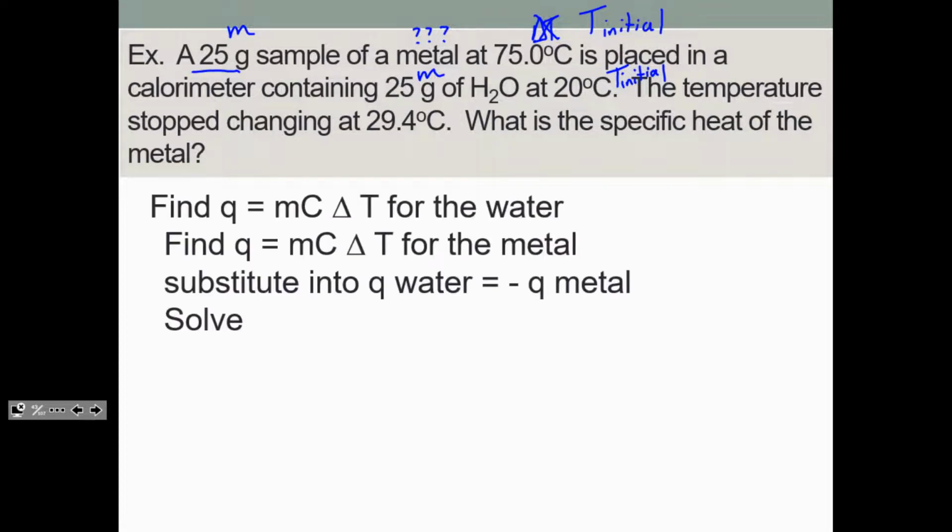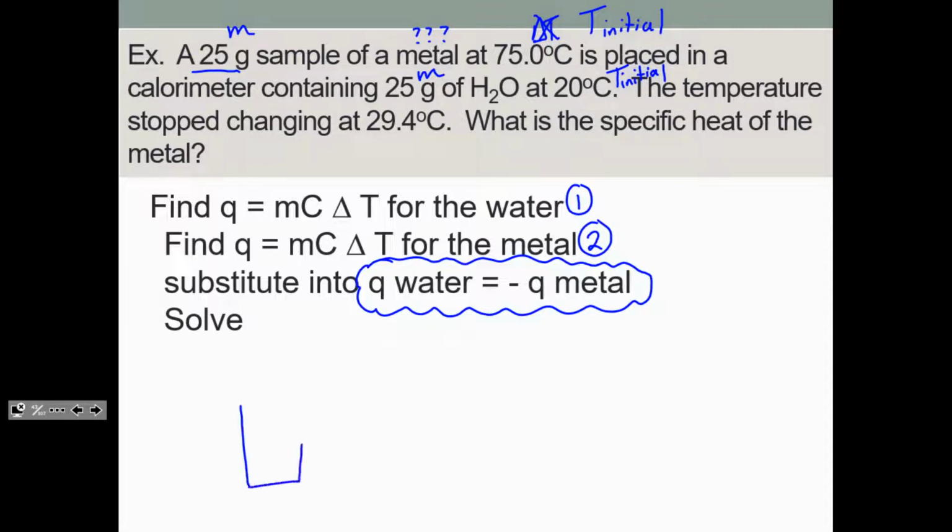So let's talk through this. We're going to have to find the Q equals mcΔT for the water first, and then we're going to have to find the Q equals mcΔT for the metal. And what's important here is that the water is going to heat up. The metal is going to lose energy. So I'm going to draw a picture here, and this may help you with these problems.